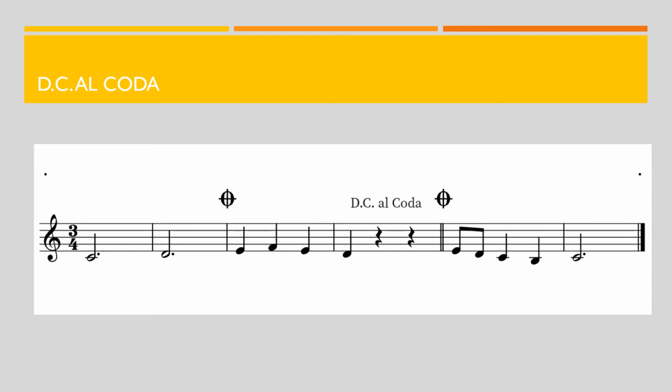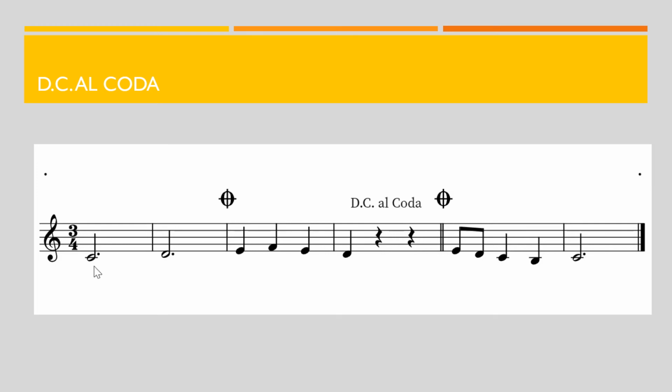Our next topic is DC al coda. DC, if you remember, means da capo, capo coming from the same root as capital or cap. So when we see DC, that means go back to the head, to the top, to the beginning. Al coda means and sing until the coda sign. That's what this circle with the cross through it is.